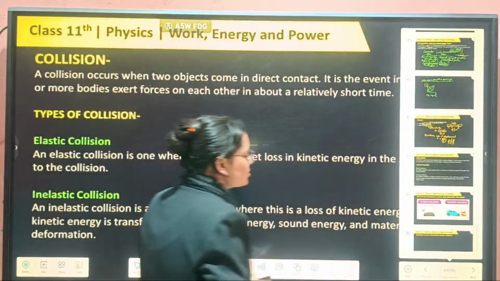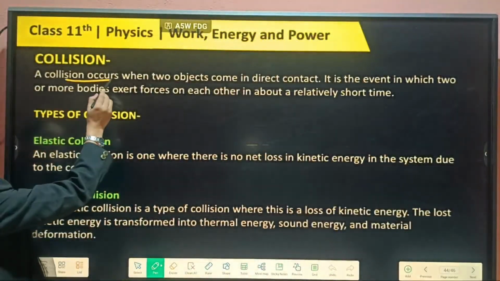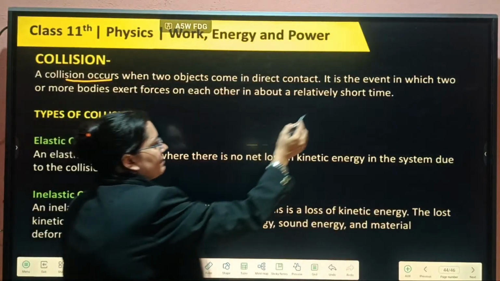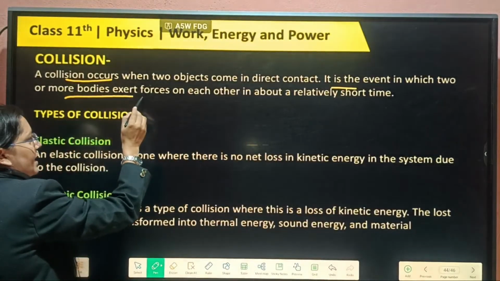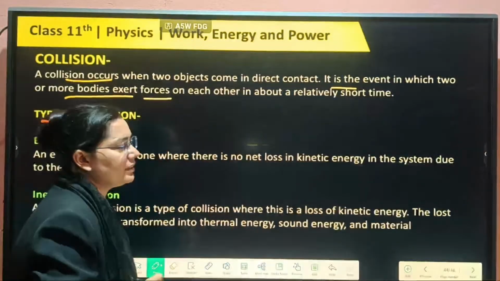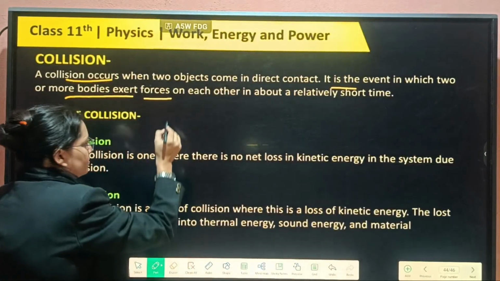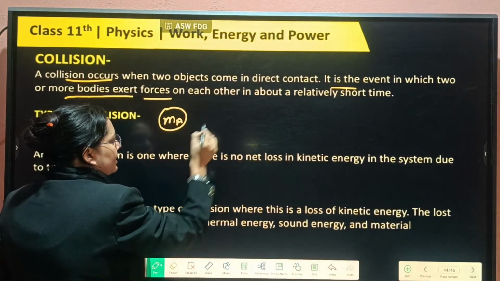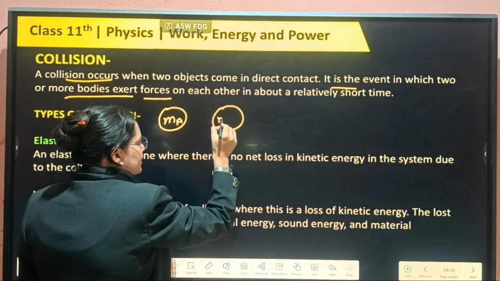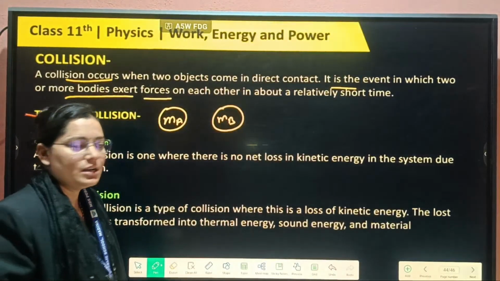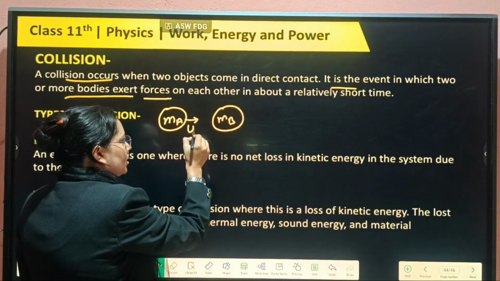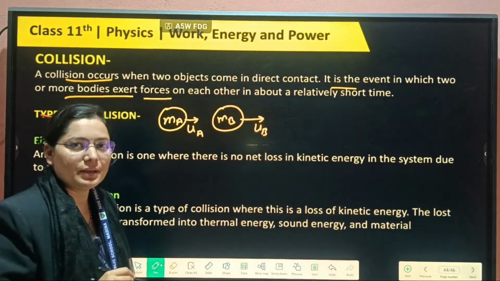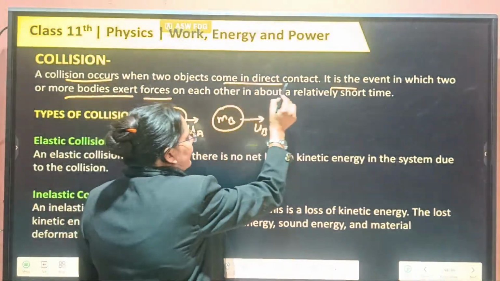Now we will start our next topic, collision. Collision occurs when two objects come in contact with each other. This is the event in which two or more bodies exert force on each other for a relatively short time. For example, one body has mass ma, and the second body has mass mb. Initially one is moving with some velocity ua, the other with some velocity ub, then after some time they collide, coming into direct contact with each other.